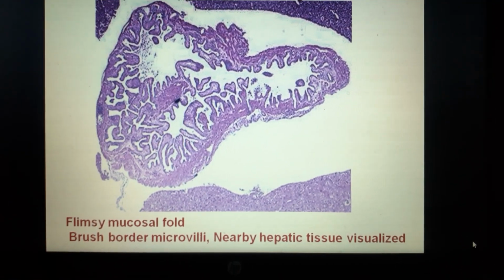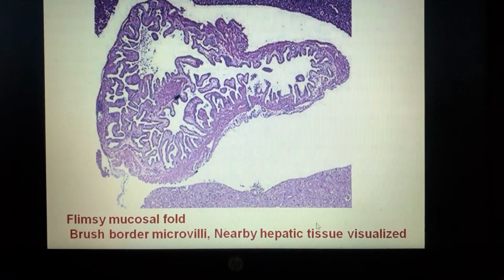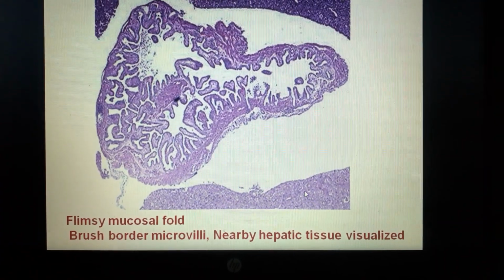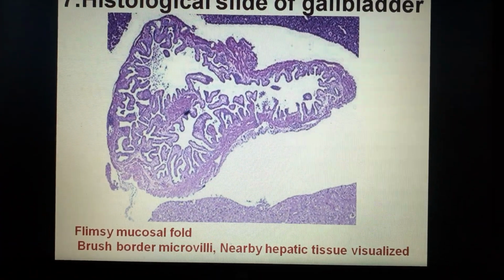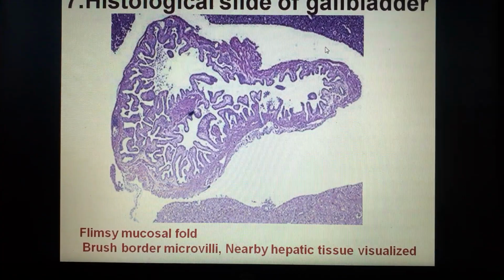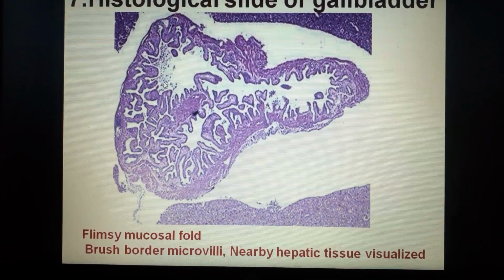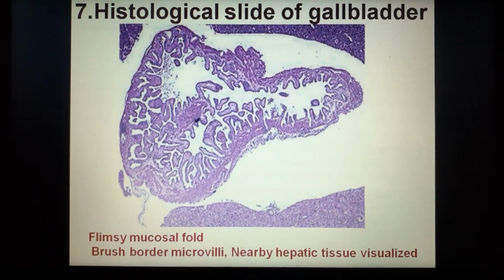You can see here, this one is the hepatic tissue also here. So nearby hepatic tissue and the flimsy mucosal fold, brush border microvilli. So this is of gallbladder.